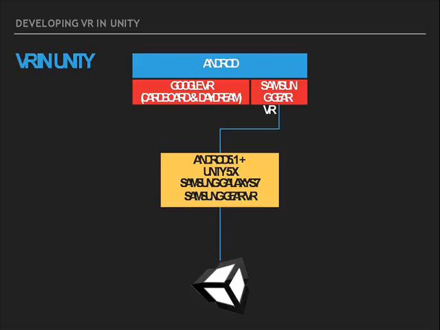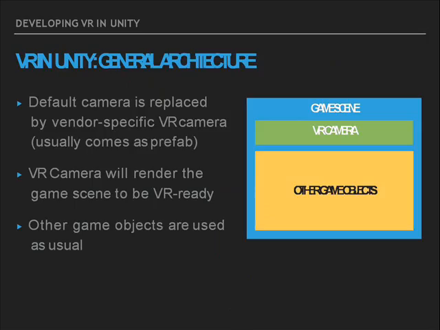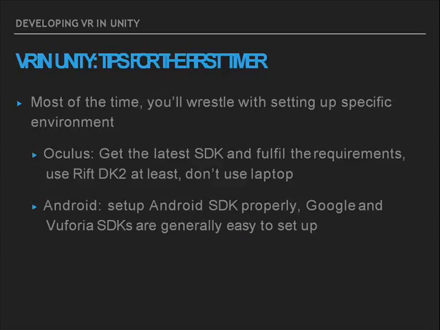Developing VR in Unity, general architecture. The default camera is replaced by a vendor-specific VR camera, which usually comes as a prefab. The VR camera will render the game scene to be VR ready. Other game objects are used as in a usual game scene.